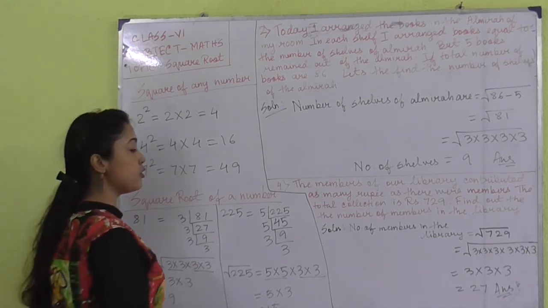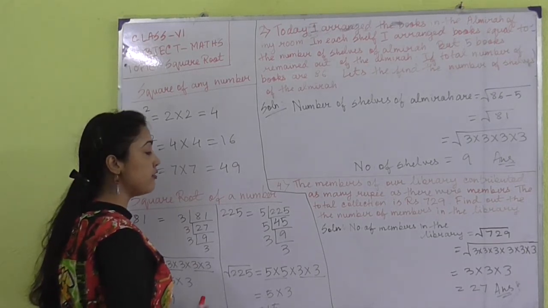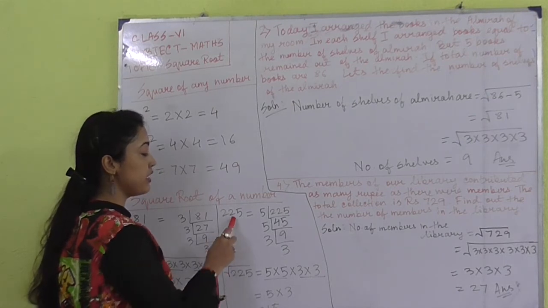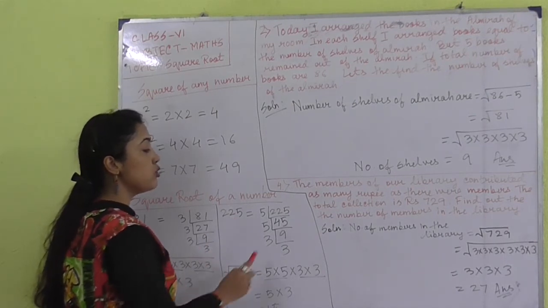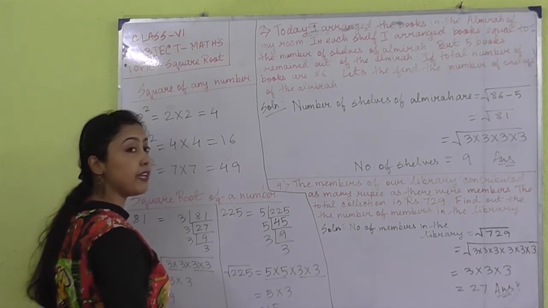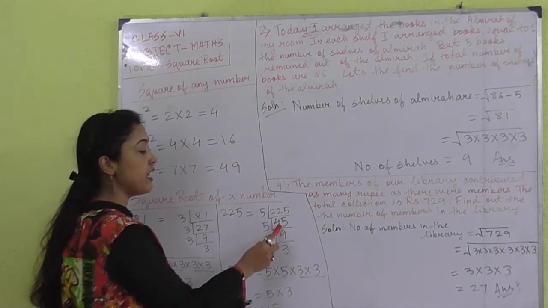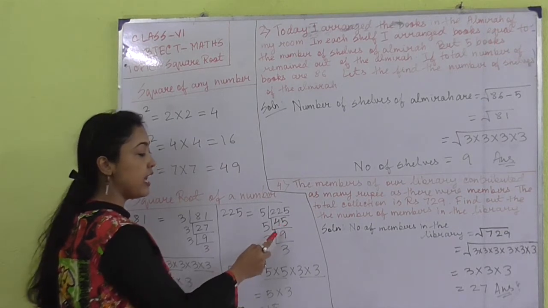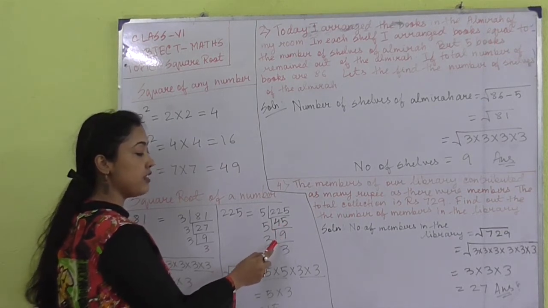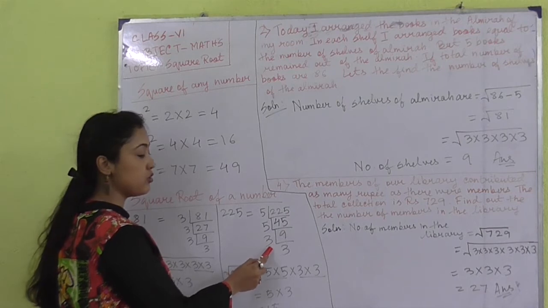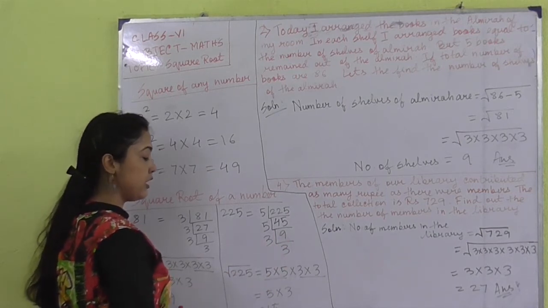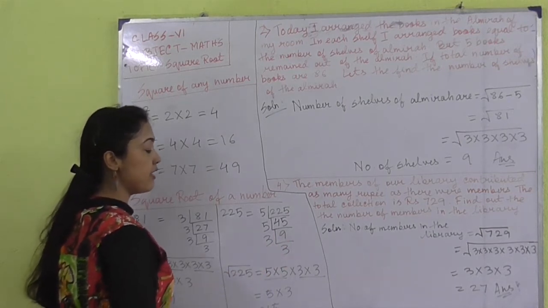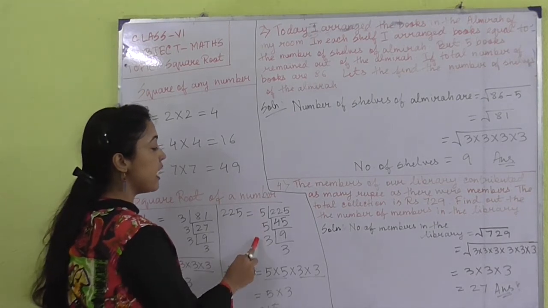Next, I have given the square root of 225 to find. What do you have to do? 225 is divisible by 5, so 5 into 45 is 225. Next, 5 9s are 45. Then 9 is not divisible by 5, it is divisible by 3, so 3 into 3 comes to 9. So what have we got? We have got two 5s and two 3s.